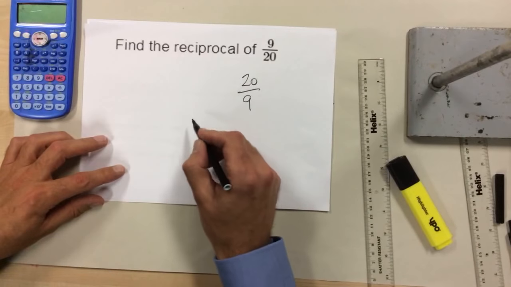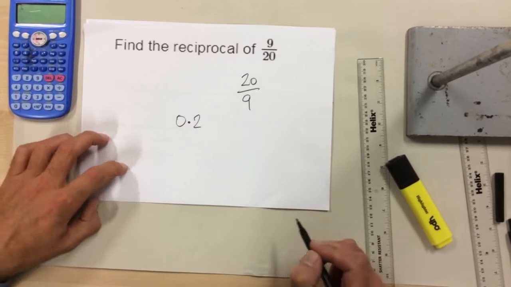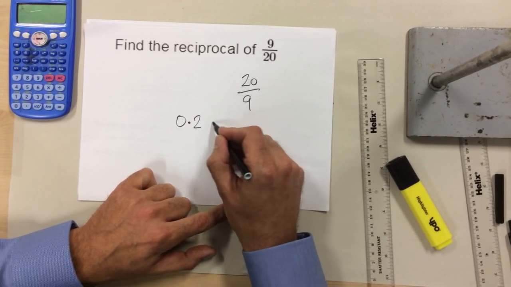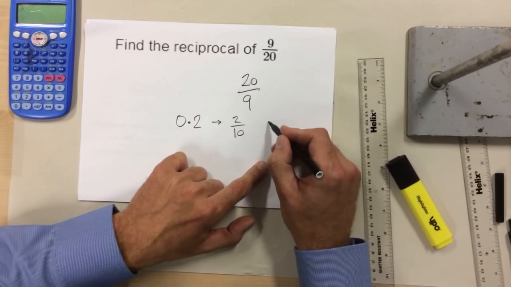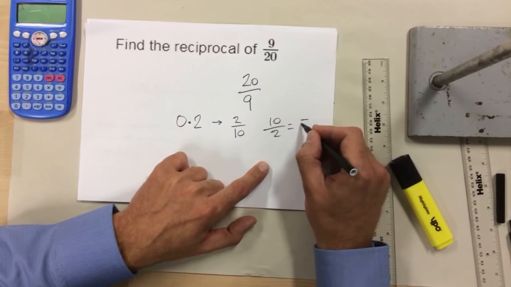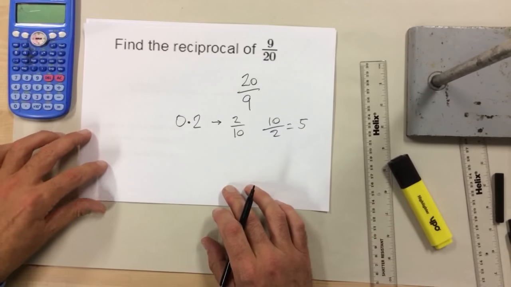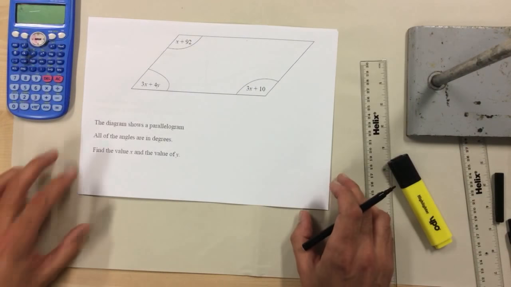We might possibly be asked for the reciprocal of a decimal. Okay, so that one, we change it into a fraction first, so that would give us 2/10. And then finding the reciprocal of that, we'd have 10 over 2, giving us 5 over 1, or just 5. Okay, so a nice easy start on that one.